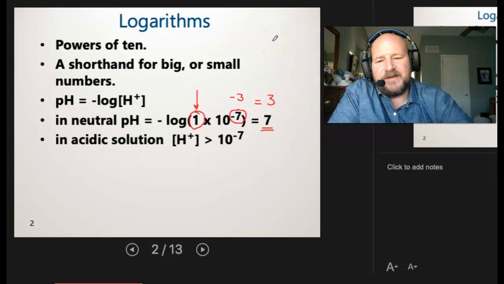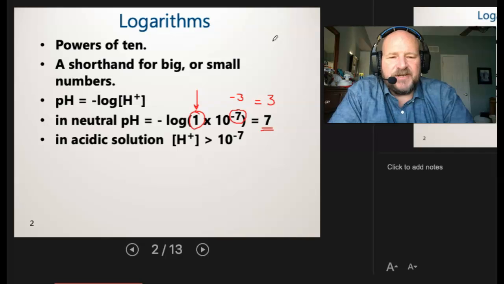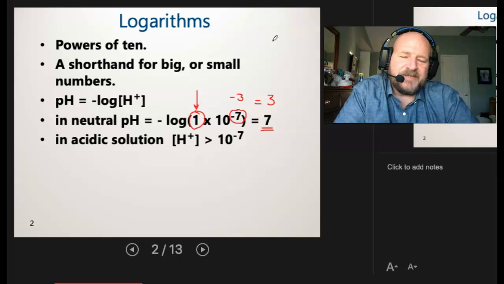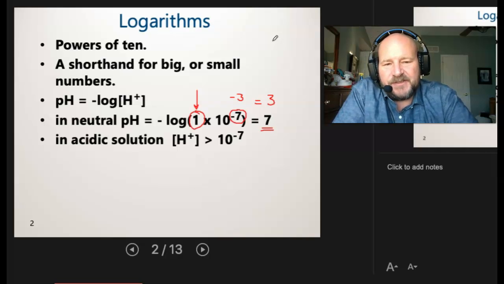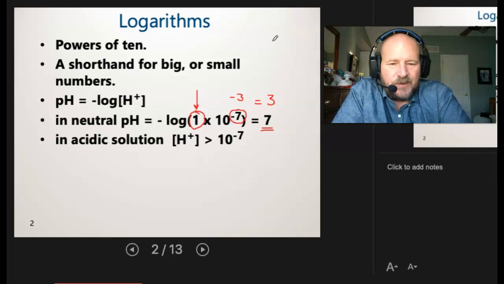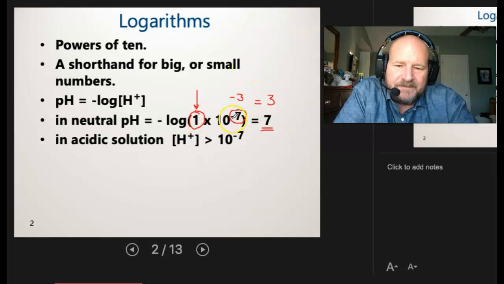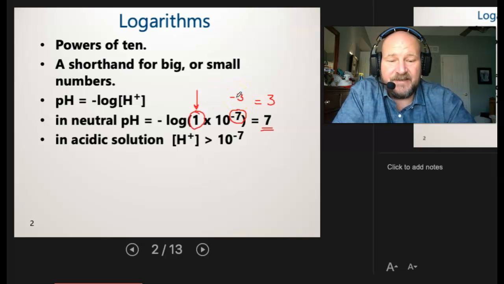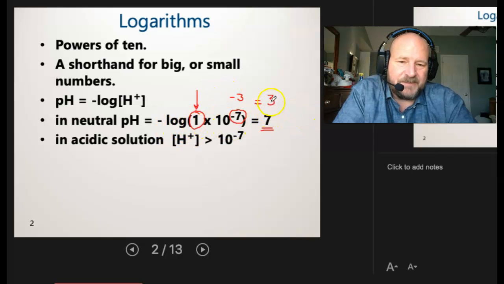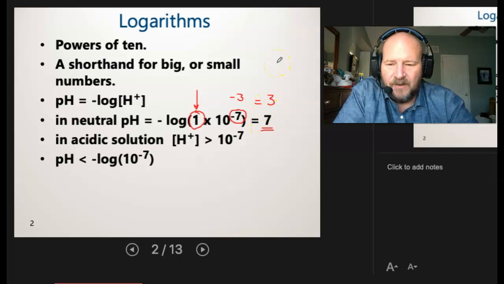Okay. Now in an acidic solution, remember H plus is going to go up. So this is why we see our pH actually goes down. The more H plus that's in solution, the pH goes closer and closer to 0. You can see that here. We know that 10 to the negative 3 is bigger than 10 to the negative 7. But when we take that negative log, it looks like it's going to be smaller because now it's a 3 instead of a 7. That means your pH will be smaller than 7.